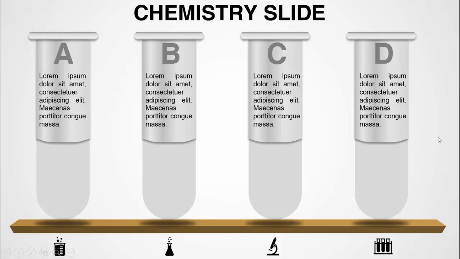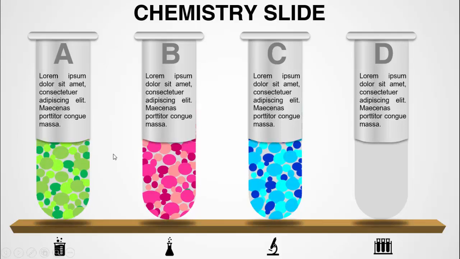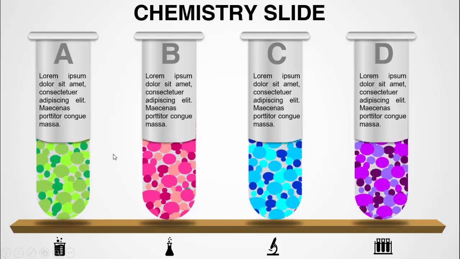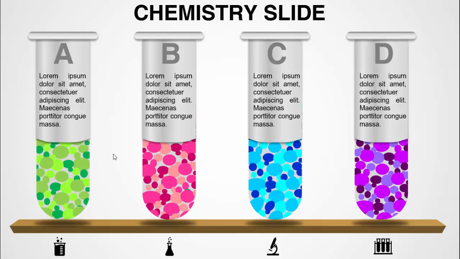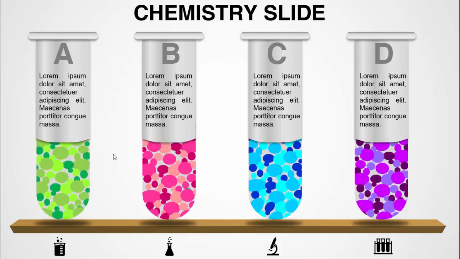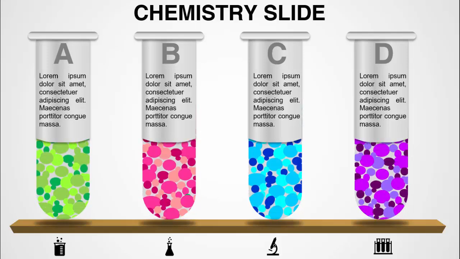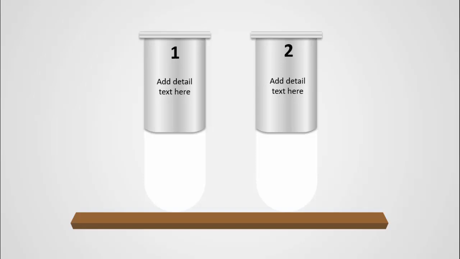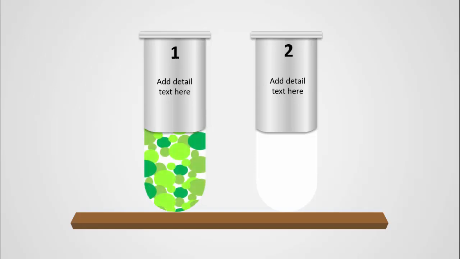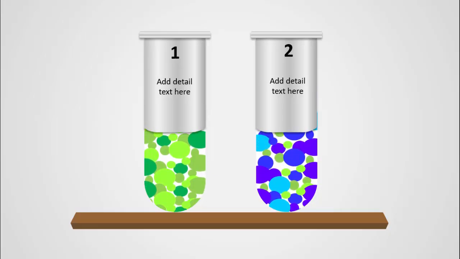And when I click, you can see here the bubbles start coming in this test tube. And then when I click, the second one will come, the third one with different color combination, and then this is the fourth one. So you can use this particular slide for any of your chemistry presentations. And I have used one more where I've used only 2 test tubes. You can see here something like this, basic. So depending on your requirement, you can just choose the slide.